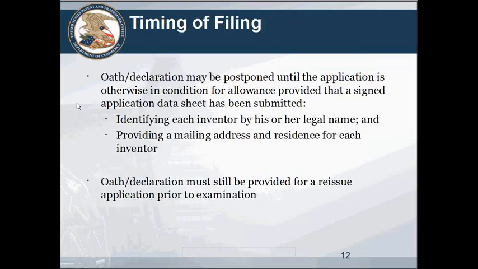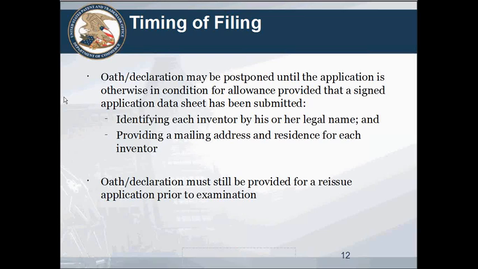Okay, submission of inventor's oath or deck or substitute statement can be postponed until the application is in condition for allowance, provided a signed ADS, application data sheet, has been submitted identifying the entire inventive entity. Obviously, if you're going to postpone the deck that has the inventorship on it, we need to know the inventorship up front so that we can do examination on it. Now, you can do this postponement, but you cannot do it for reissue applications. For reissue applications, you need to have the deck up front as usual.